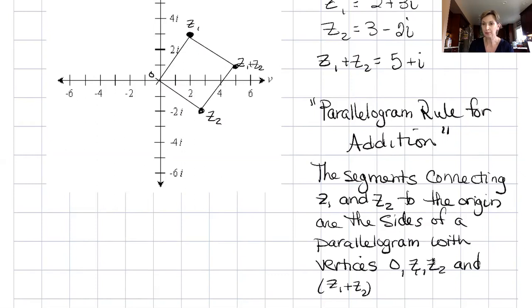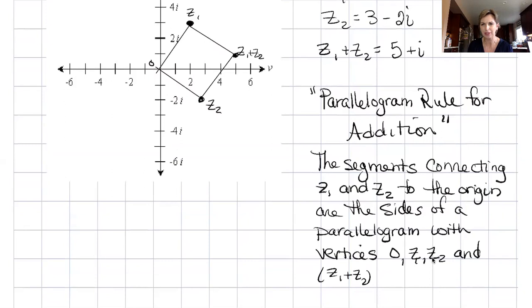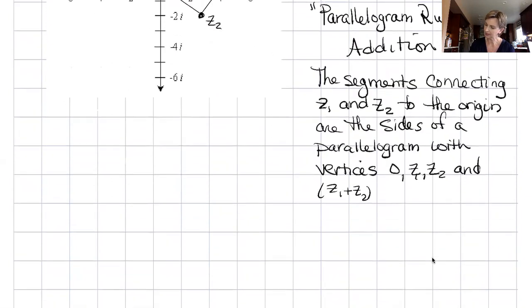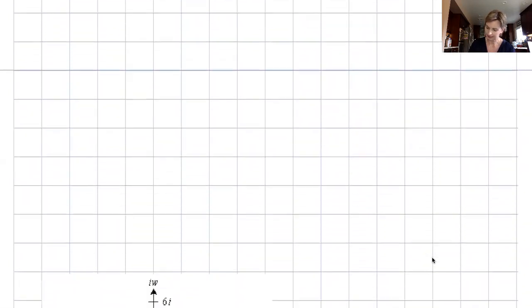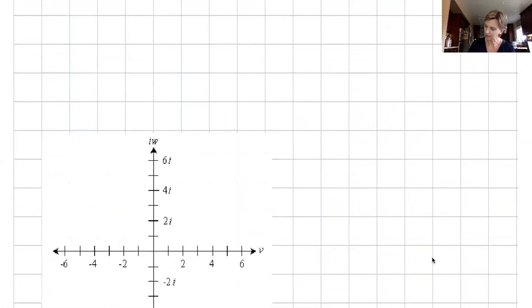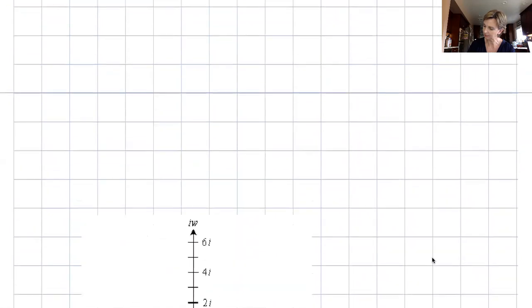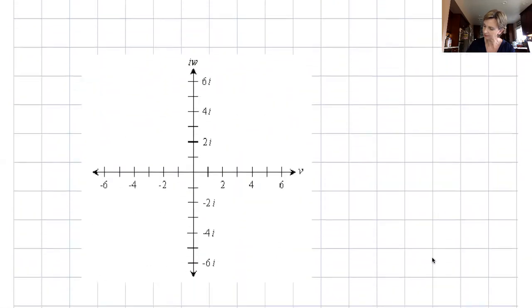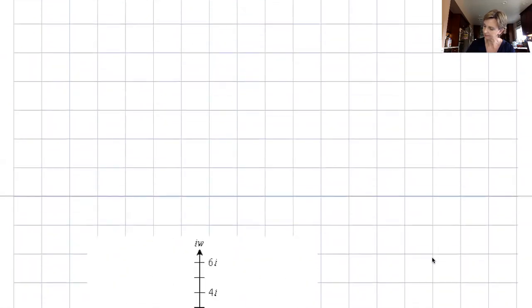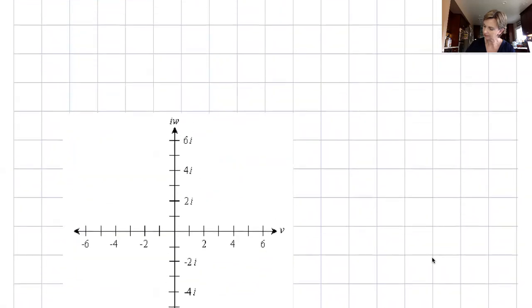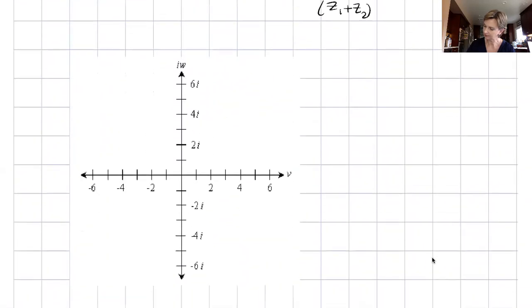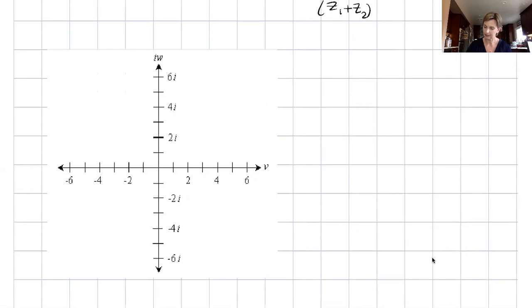Now I have another one that looks a little bit more like a parallelogram. This one looks kind of squarish, but it's still a parallelogram. So let's do one more. Here I grabbed another grid for us to use. Let's bring it up so we can use it. Okay, there we go. Let's do another example that looks even more parallelogramish.